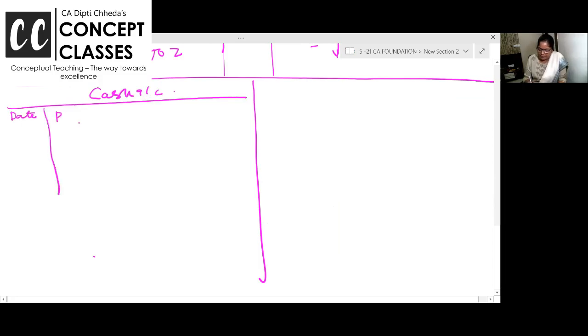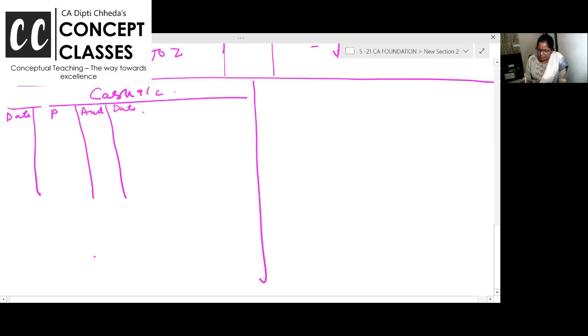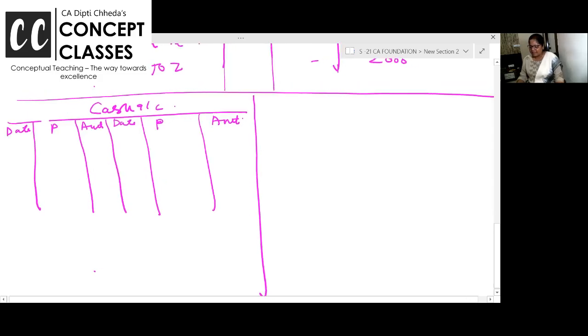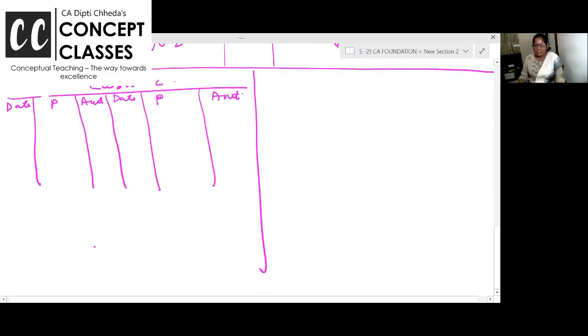Date, particulars, amount. Make the date column very small, because it's only a serial number, not even a date this time. Date, particulars, amount. I've skipped making the journal folio. Journal folio is not there, as it is, we don't write it. Comfortable making the cash account?